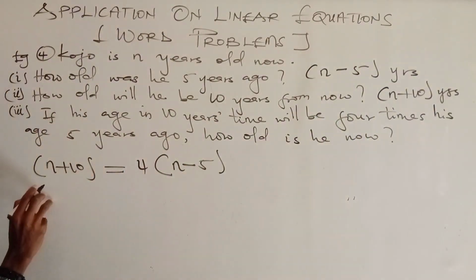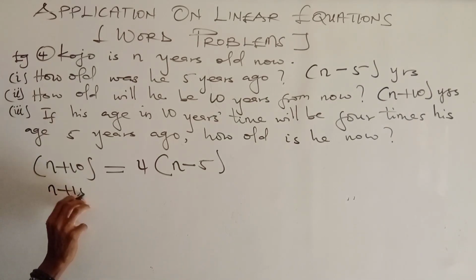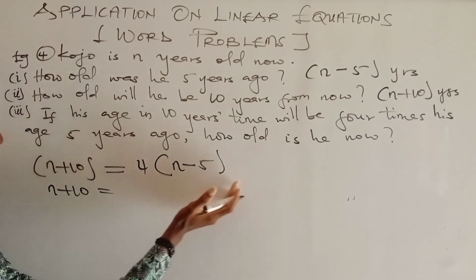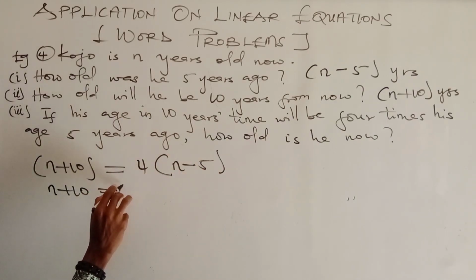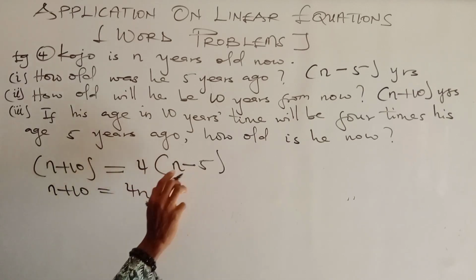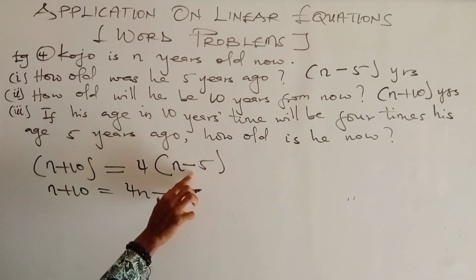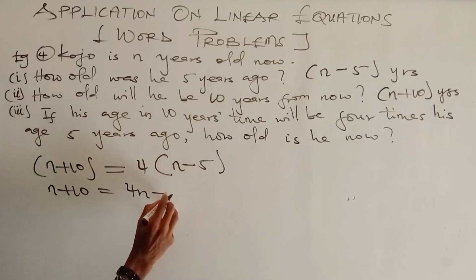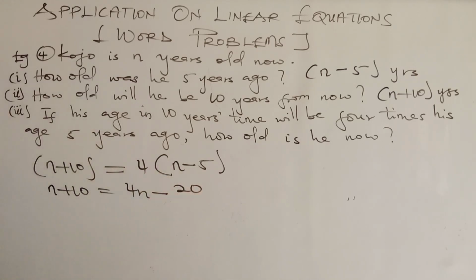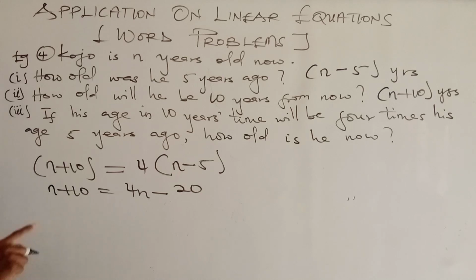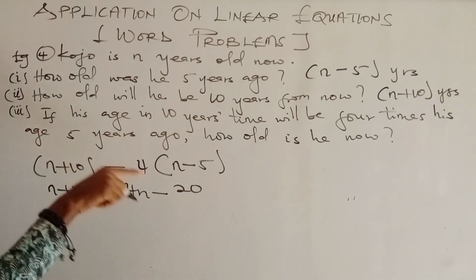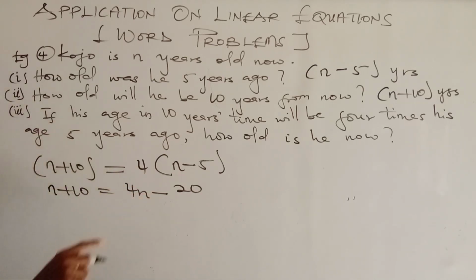So I open my bracket, so I'll have n plus 10 equals to 4 opens this bracket by multiplying each term in the bracket. So 4 times n, it gives 4n minus 4 times this minus 5, it will give 20. Okay, so now what we do is to just group like terms and solve for n. So I let this minus 20 cross the equal sign to come and join the 10 here, and this positive n will cross the equal sign to go and join the 4n which is here.